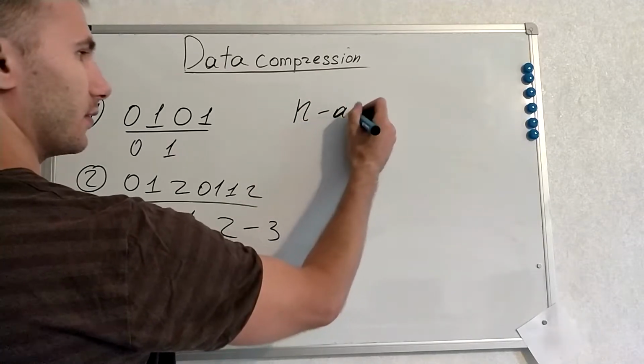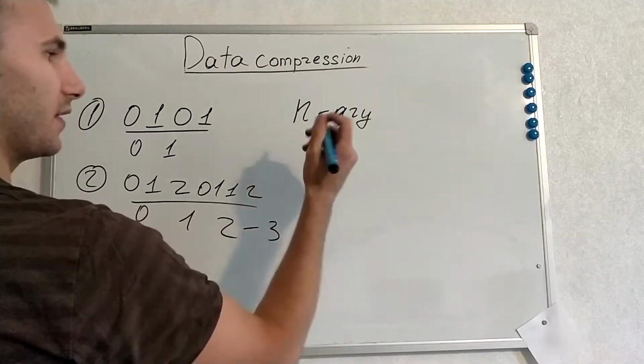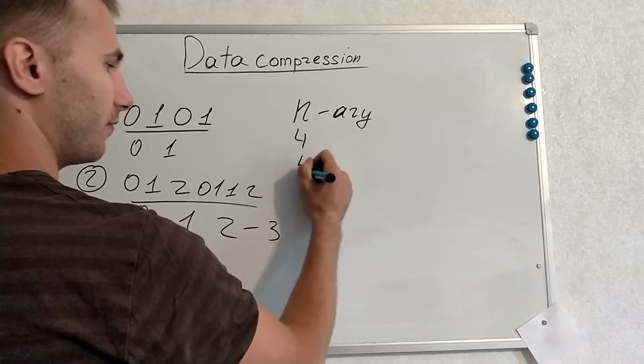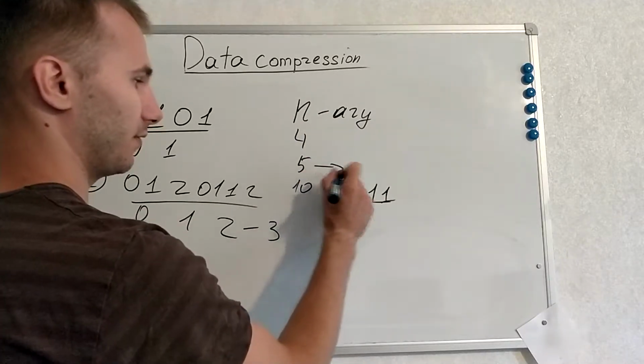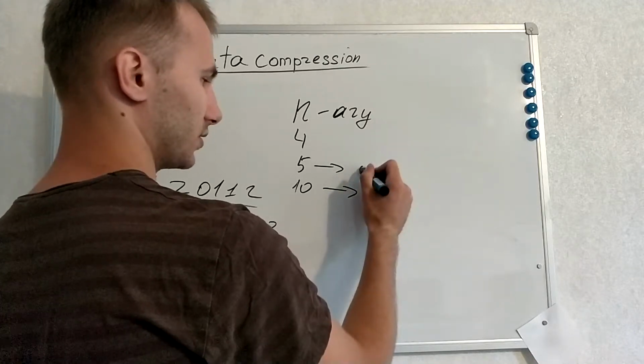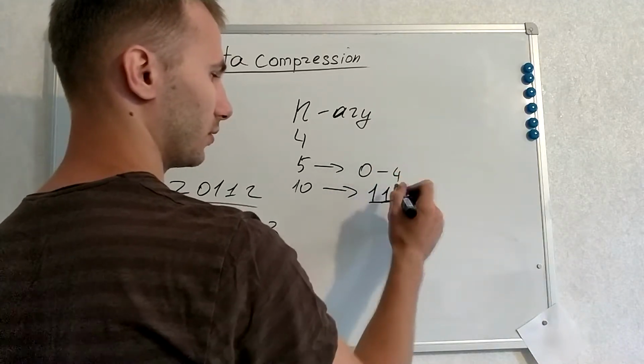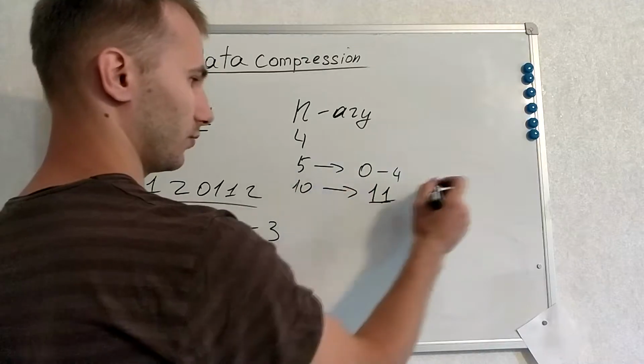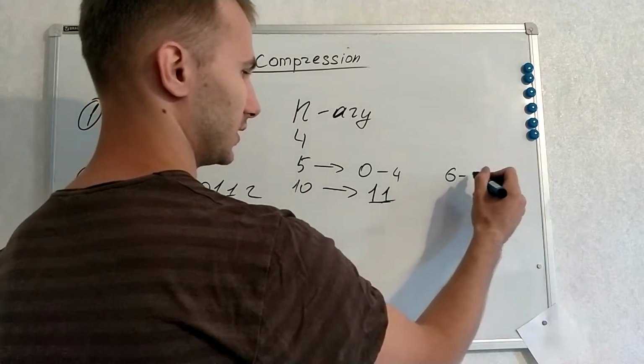And n-ary, so with n arity, where n can be 4, 5, 10. In a 5-ary system we will have code word letters from 0 to 4, not to 5. To 5 it will be 6-ary.